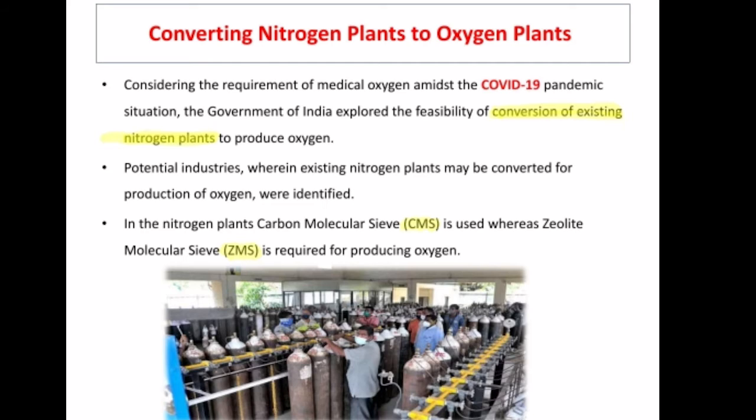The potential industries wherein existing nitrogen plants may be converted for production of oxygen have been identified by the government. Nitrogen plants use a carbon molecular sieve, whereas in an oxygen producing unit we have a zeolite molecular sieve. So here we have to just change this sieve. We should go for ZMS, that is zeolite molecular sieve. When we fit this zeolite molecular sieve in the nitrogen producing plants, they automatically change into oxygen producing units. This is the technology that they are following.